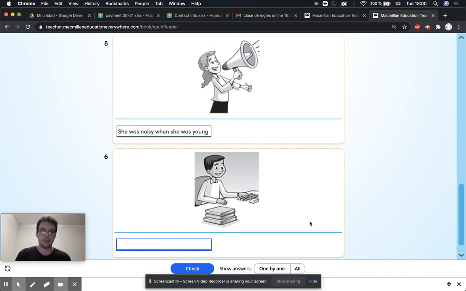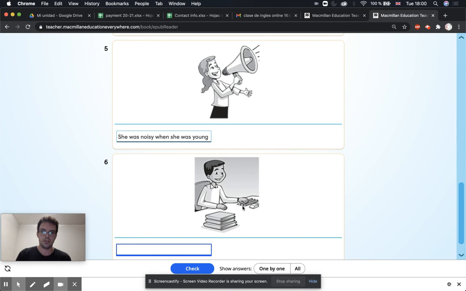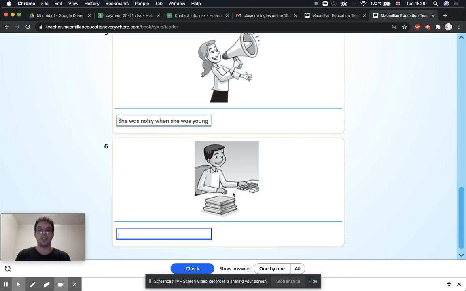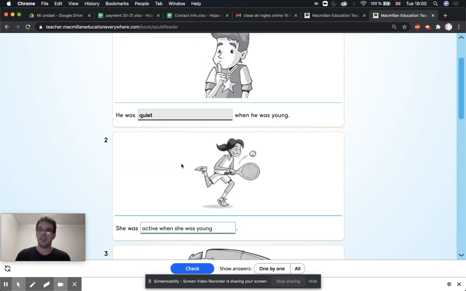And the last one. Mira, todo bien ordenado. So we'll say, what's the word for this? Tidy. Yeah, remember this was untidy. So this one is tidy. Okay. It's a boy, so we're going to say he. He was tidy when he was young. He was tidy when he was young. All right.